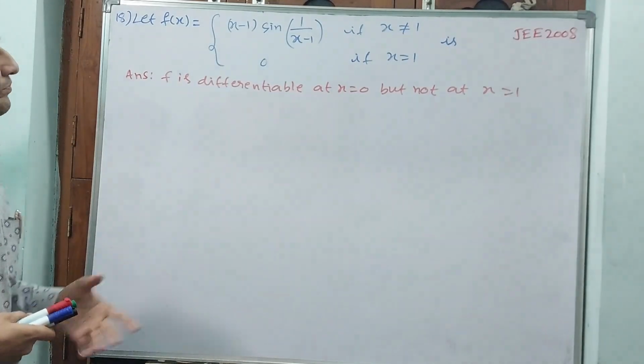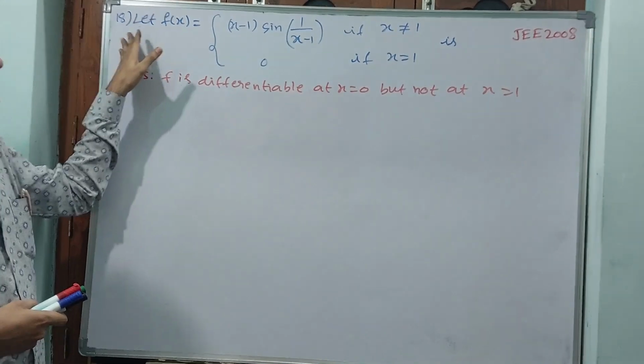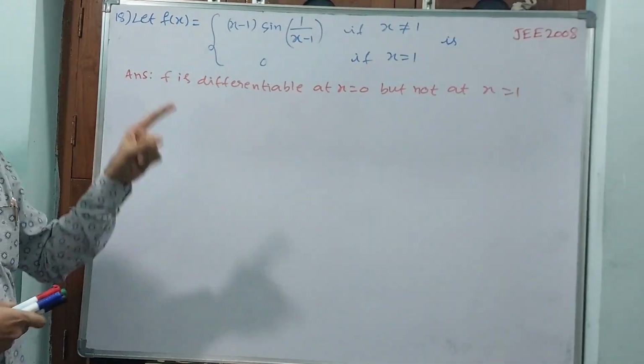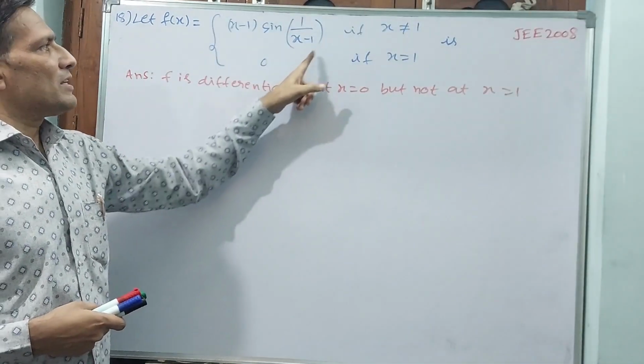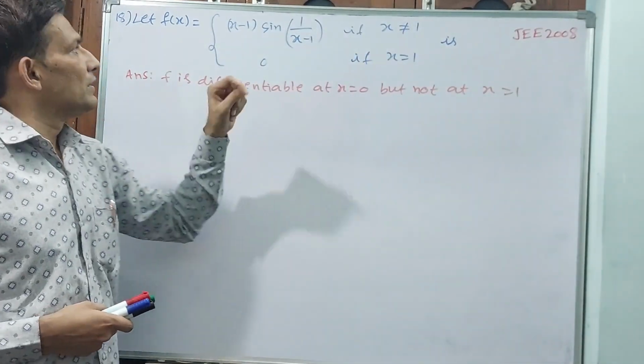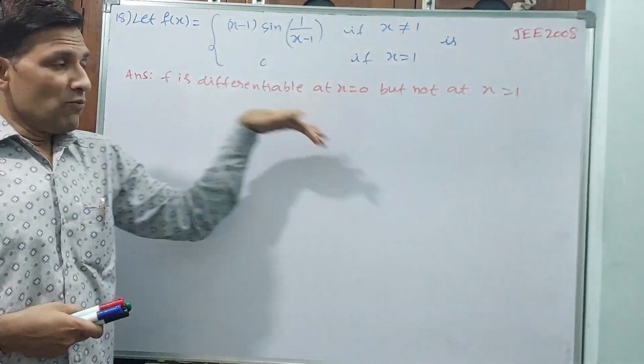See, this question, question 18, we will solve in a different way. Observe carefully. f(x) = (x − 1) sin(1/(x − 1)) if x is not equal to 1, and 0 if x is equal to 1. They have given four options.